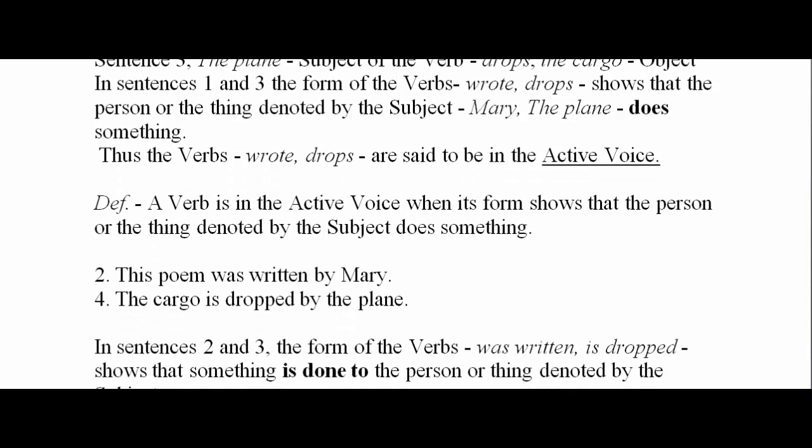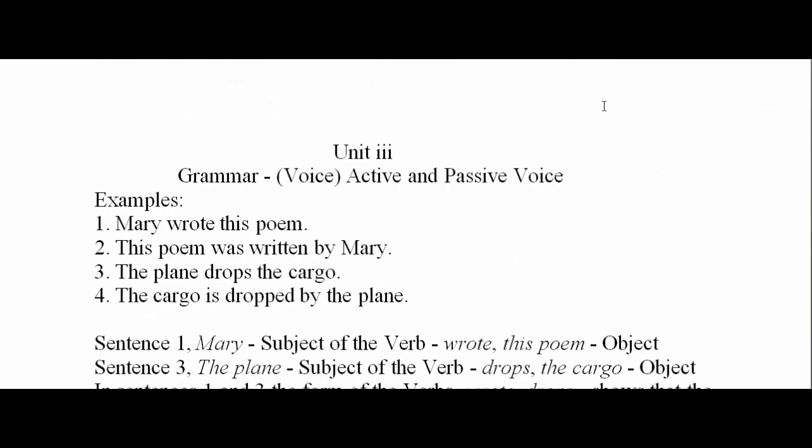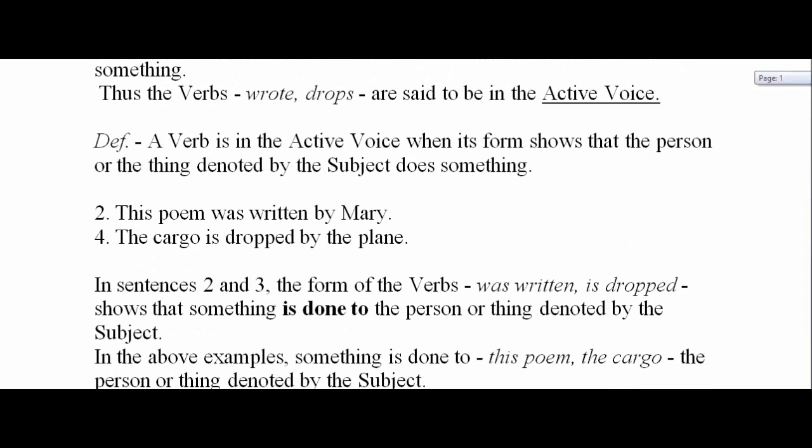So we have the definition. A verb is in the active voice when its form shows that the person or the thing denoted by the subject does something. This is important, okay? When the person or the thing denoted by the subject, as in the plane or Mary in our earlier example, does something, the sentence is said to be in the active voice. So the definition once again, my dear students: a verb is in the active voice when its form shows that the person or the thing denoted by the subject does something.